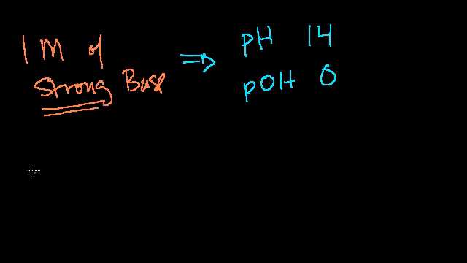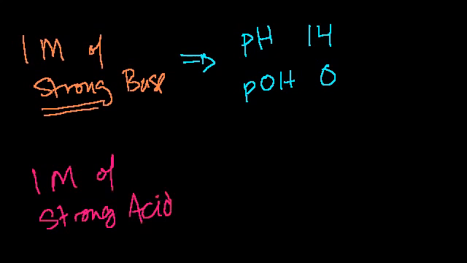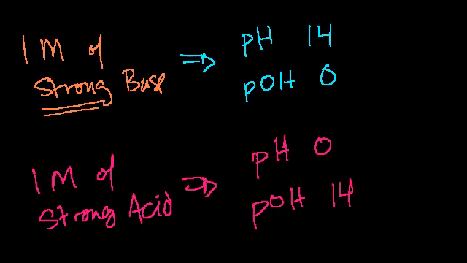If you have 1 molar of strong acid, if someone says that they have something with a pH of 0 that they would like to maybe throw at you, you should decline, because it'll probably hurt your chances of. Well, anyway. So let's say you have 1 molar of strong acid. It's a pH of 0 and a pOH of 14.